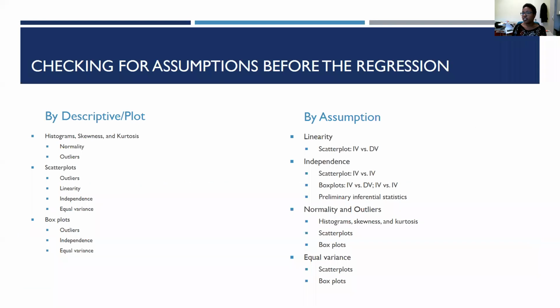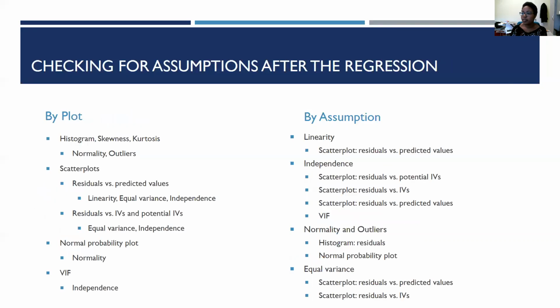All right, so just a review of what we checked for before the regression. We looked at our histograms, our scatter plots, and our box plots for the independent and dependent variables. After the regression, we're mainly going to be focusing on those residuals, which you can just remember are the error terms, the actual values minus the predicted values. Okay, so here it's organized by plot, and then here it's organized by assumption.